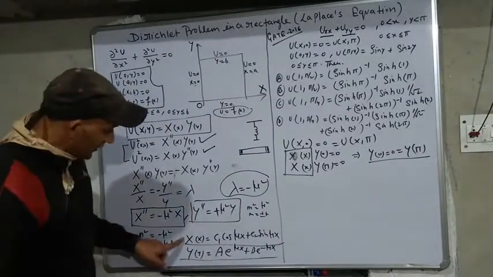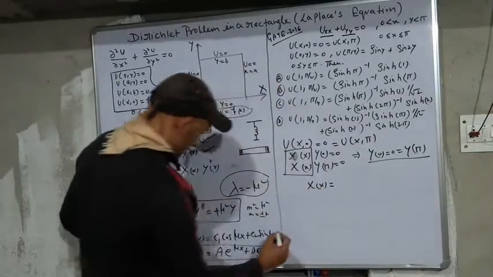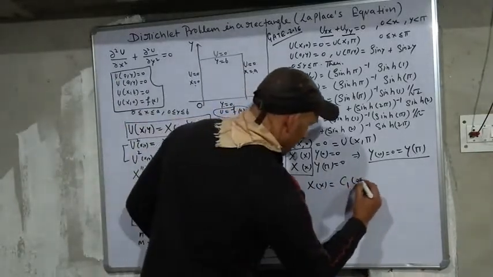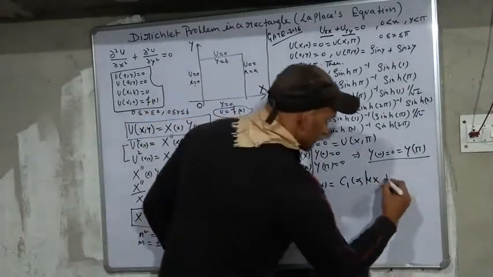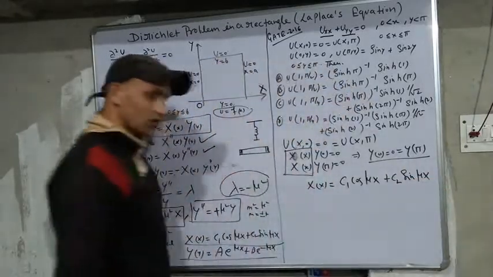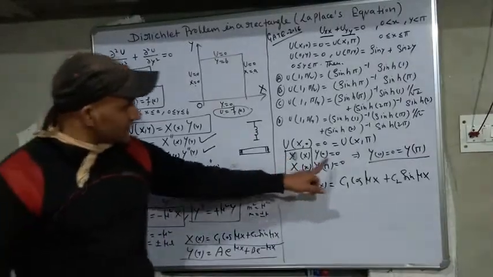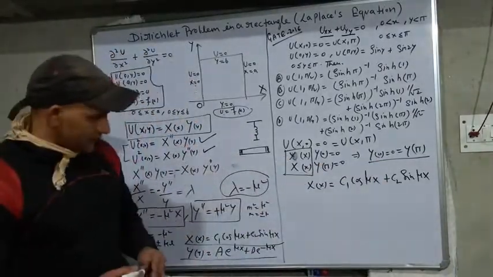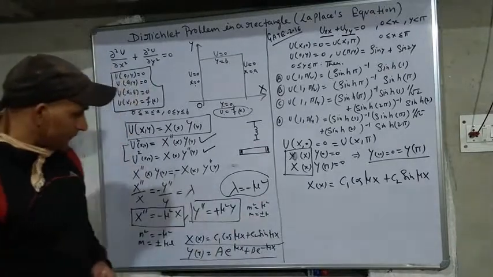Okay, the first one we have X is equal to c1 cos μx plus c2 sin μx. This is your solution for X. Already we have explained. So what they have given as y0. Okay, we will solve at first y, not this one.